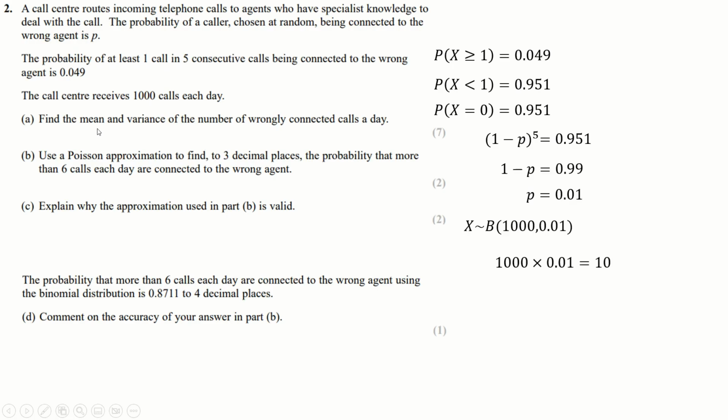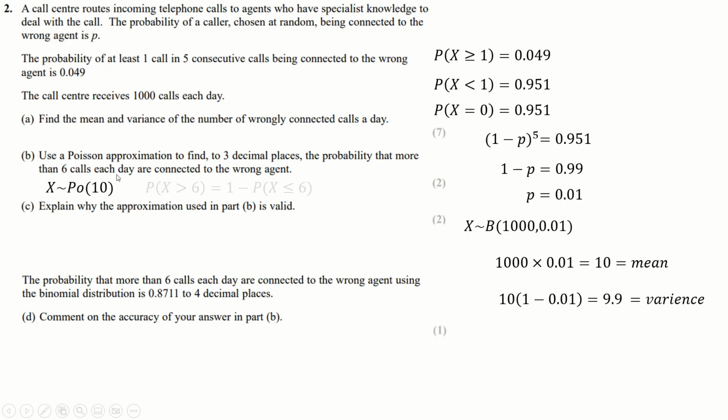So the mean is just np. So that's just this times this. That's the mean. And the variance is np(1 minus p). So this is np, this is 1 minus p, and we'll get that there. And we'll have that done there. Using a Poisson approximation, now Poisson approximation uses the mean as the lambda, so we're just going to use that as our lambda.